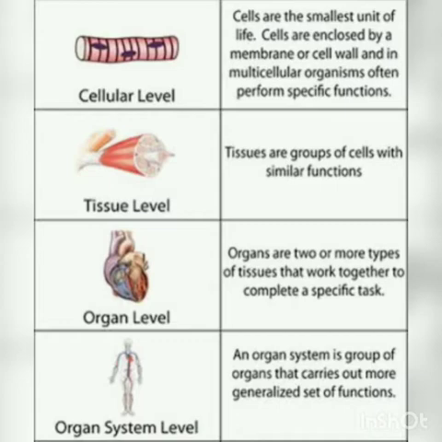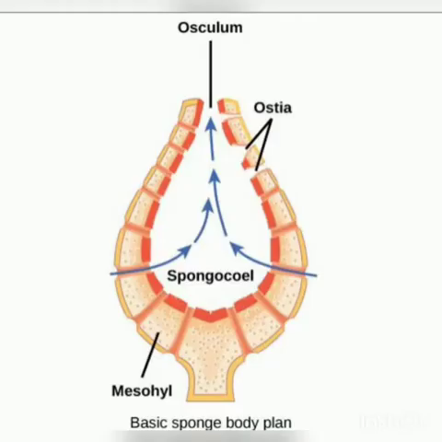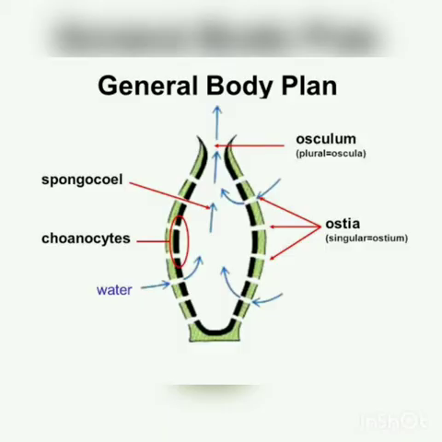In level of organization, the animals can be classified into cellular level, tissue level, organ level, and organ system level of organization. The cellular level of organization is mostly seen in sponges. So this is the basic level of organization seen in sponges. In sponges, two types of cells are present. It is an important 2-mark question.